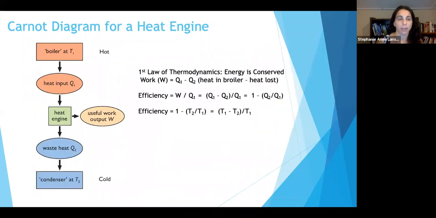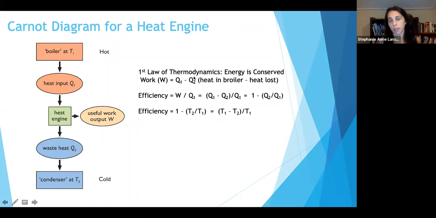Again, when we look at the Carnot diagram for a heat engine, so any of these heat engines, we have a boiler and we have our input heat into our heat engine, and then we have our useful work that's making our car go forward, for example. But then we also have waste heat, and then we might have a condenser that's, again, moving these things through when we look at our electricity generation, for example.